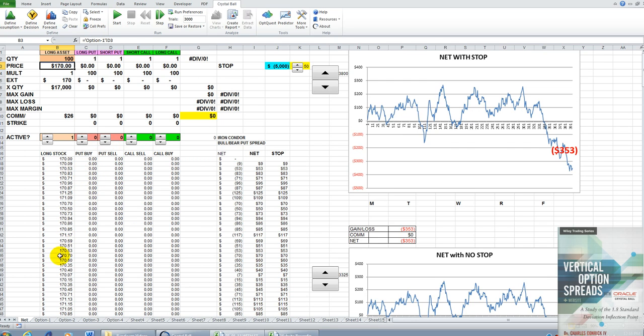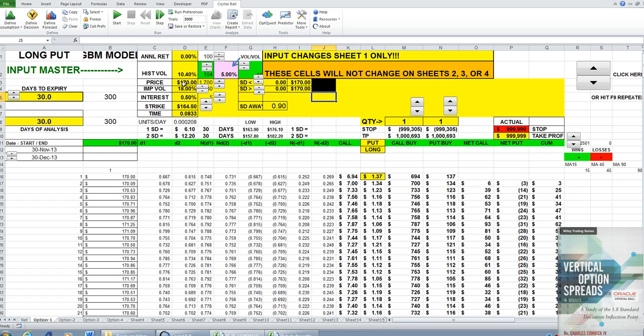So let's pretend that, however you did it, and we'll go back to tab option 1, you've got an asset priced at $170 per share. And you think the historical volatility for the next year is going to be 11%. And you have no idea what the annual return is going to be, but you think it's up. Maybe your fundamental analysis says, geez, I think it's going to be up 10% in the next year. Well, what you could do is just simply take annual return and click it up to 10%.